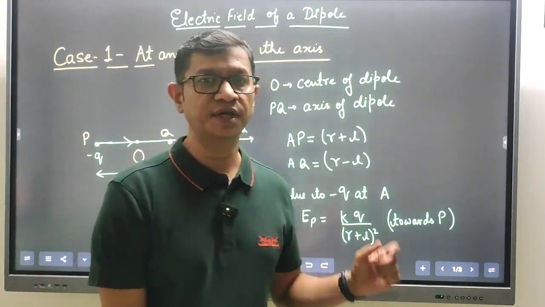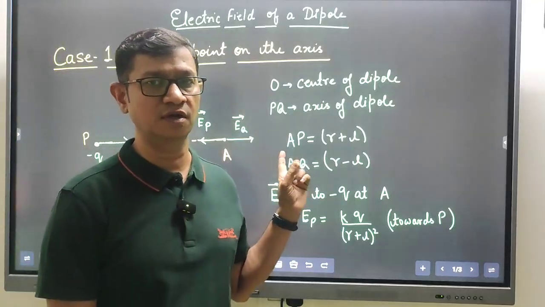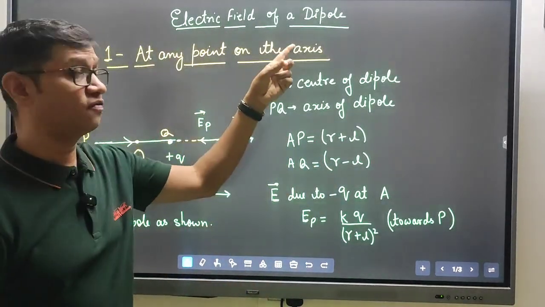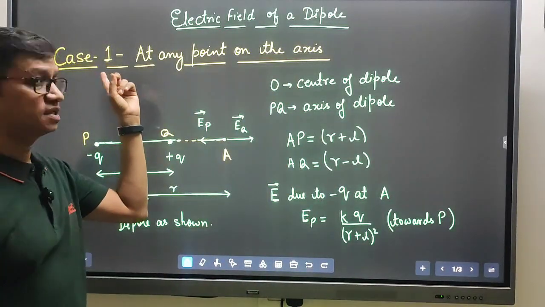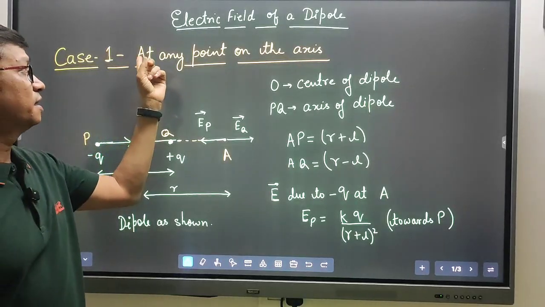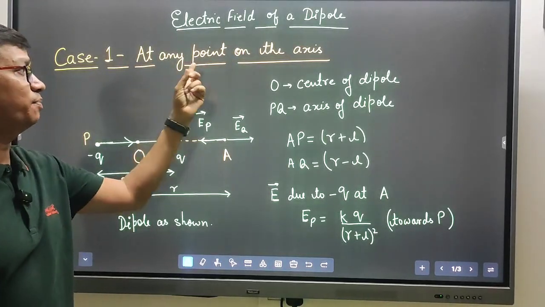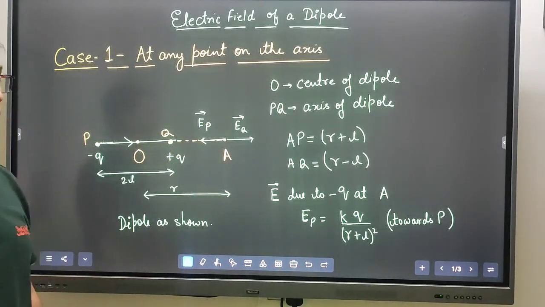Hello dear students, today we are learning this derivation, electric field of a dipole. This is case 1, electric field of a dipole at any point on the axis of dipole.